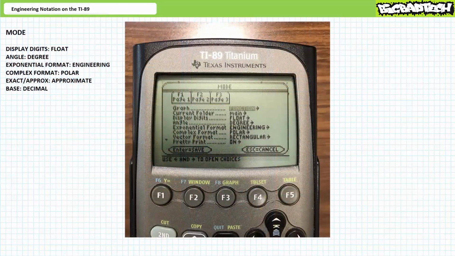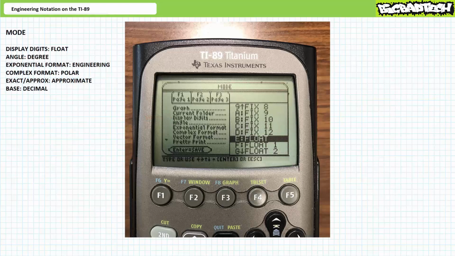The first screen has 8 options which you can choose from. We're going to deal with 4 of them, principally display digits, angle, exponential format, that's kind of the topic of today's lecture, and complex format. Walk down to display digits using the down arrow and then press the right arrow key to access the menu. There should be a list going from 1 to Q. Walk down the list with the down arrow key. The option I'm going to choose is E, float. Not float 1 or float 12, straight up float. Option E, between D, fix 12, and F, float 1. Press enter to save this option.